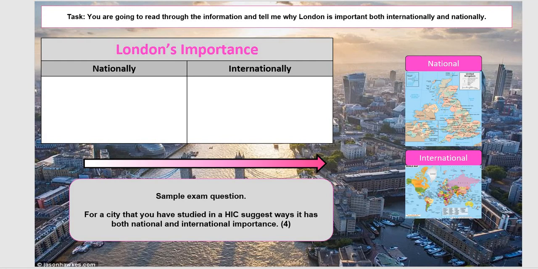Now, when you've got a few of your ideas down, then you've got a bit more of a detailed activity to do. What you need to do is make a table with two columns: nationally and internationally. We're going to be writing down the different ways that London is important, nationally for the country, and internationally, so for other countries as well.